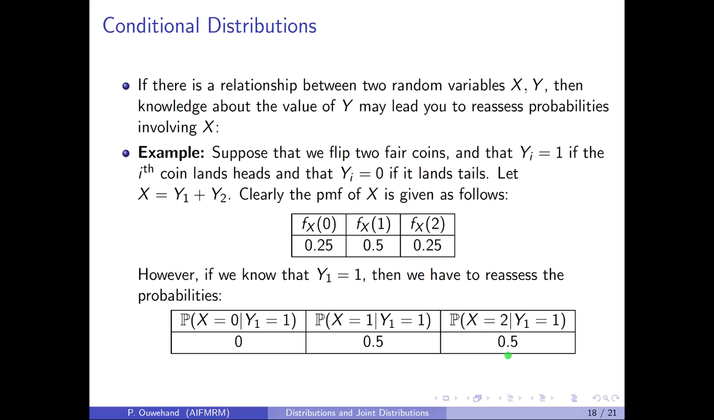Notice that the random variable x hasn't actually changed, it's just our assessments of the probabilities involving x. 0.25, 0.5, 0.25 has been reassessed to become 0, 0.5 and 0.5 on the basis of the new information about the random variable y1.